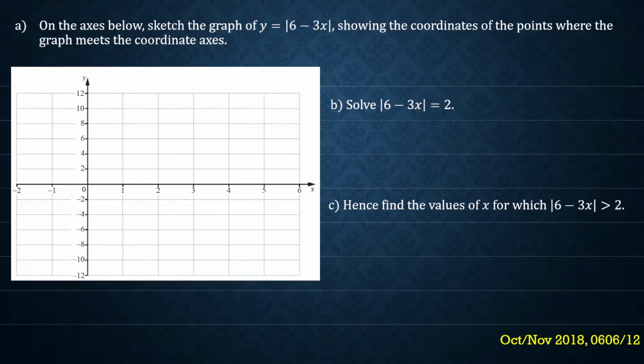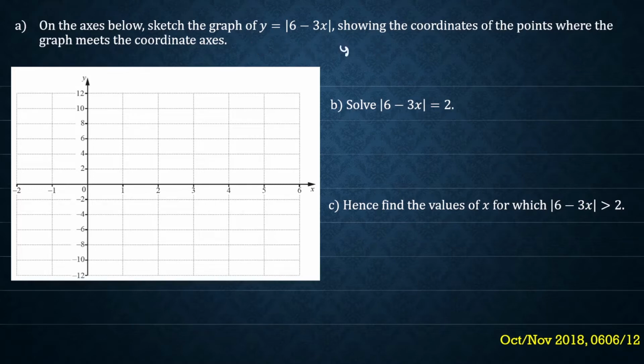What I like to do in absolute value graphing problems is find the vertex. So if our function is in the form y equals the absolute value of x minus h, plus k, the vertex will be (h, k). Our function is not quite in this form, so we're going to need to change this a bit.